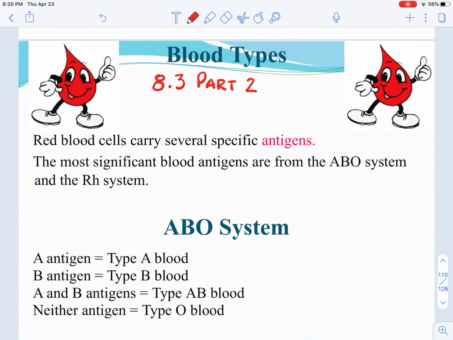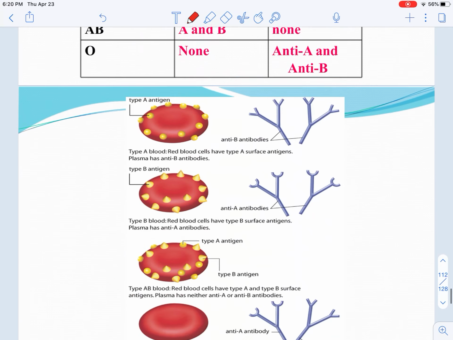Hi Bio20, welcome to the final part of Chapter 8, Circulatory System. This is all about blood types and immune disorders.